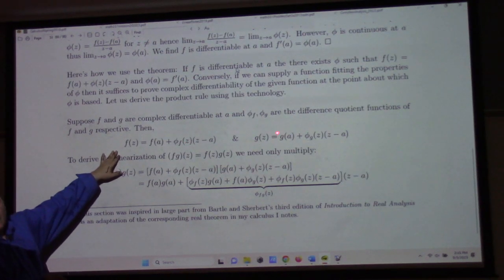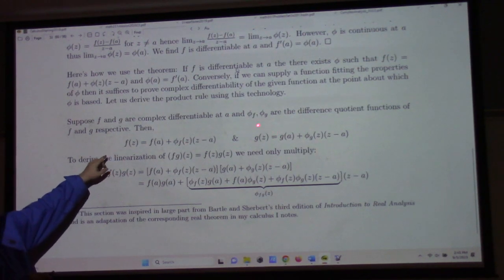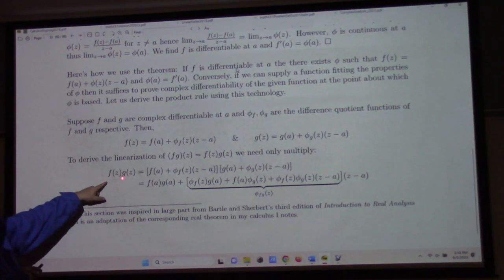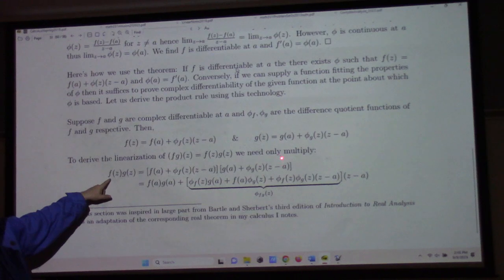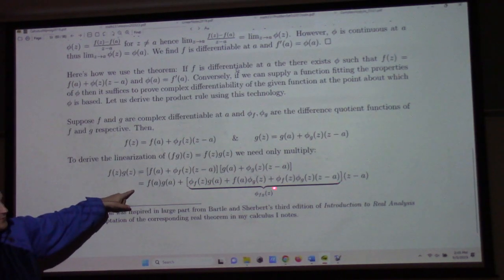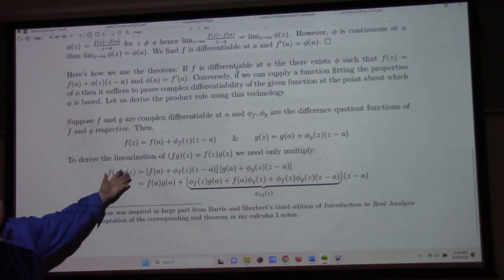Likewise for g. So if I want to find the product rule, what do I do? I multiply these approximating formulas. And when I multiply f of z times g of z, I get this. But then I can factor out z minus a. Lo and behold, this serves the role of the Caratheodory function for the product. Then I take the limit as z goes to a. That goes to f prime of a, g of a, plus f of a, g prime of a. That limits to 0. Product rule.